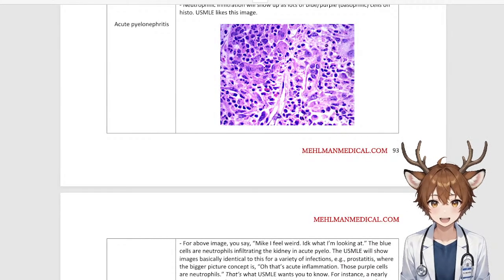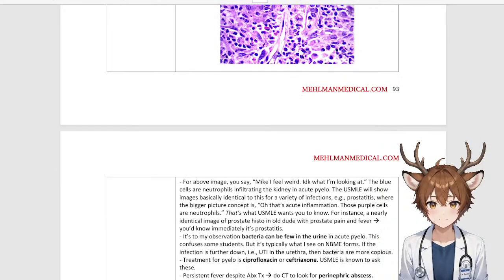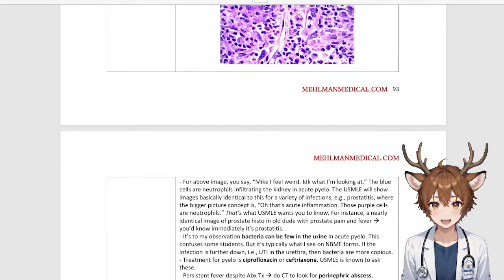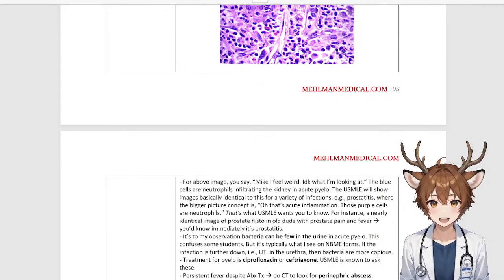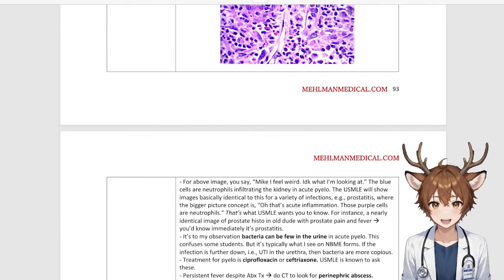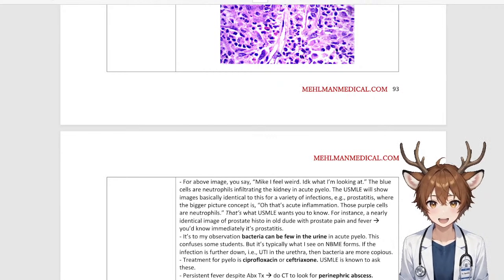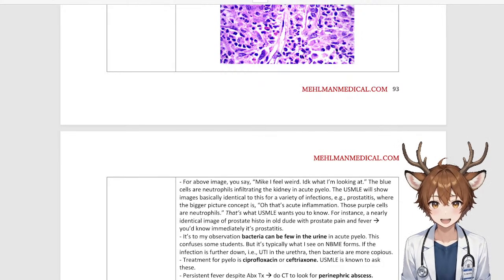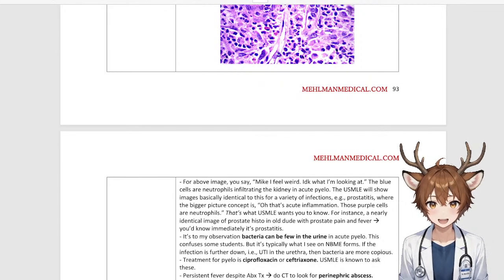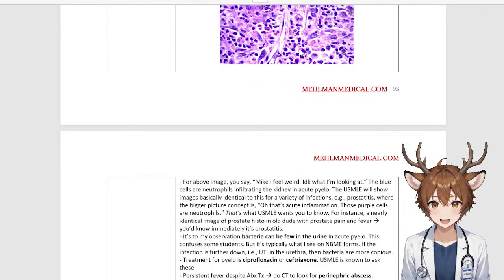immediately it's prostatitis. To my observation, bacteria can be few in the urine in acute pyelonephritis. This confuses some students, but it's typically what I see on NBME forms. If the infection is further down, i.e. UTI in the urethra, the bacteria are more copious. Treatment for pyelonephritis is ciprofloxacin or ceftriaxone. USMLE is known to ask these.